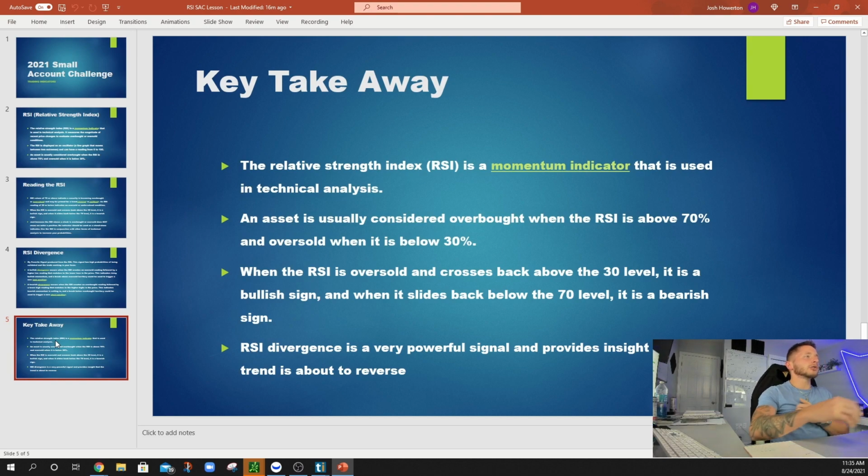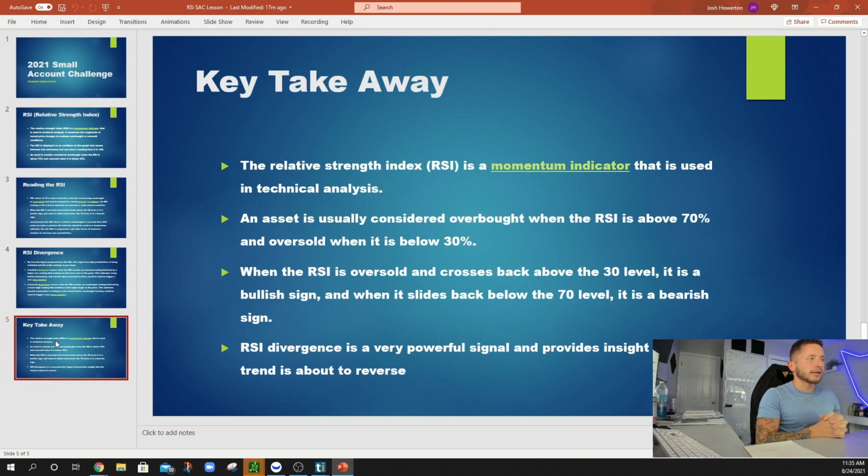A stock is usually considered overbought when the RSI is above that 70 level, and it's considered oversold when it's below the 30 level. When the RSI is oversold and crosses back above that 30 level, it can be considered a bullish sign that the trend is going to reverse. When the stock is overbought above 70 and it crosses back below the 70, that can be considered a bearish sign that the trend is about to reverse.